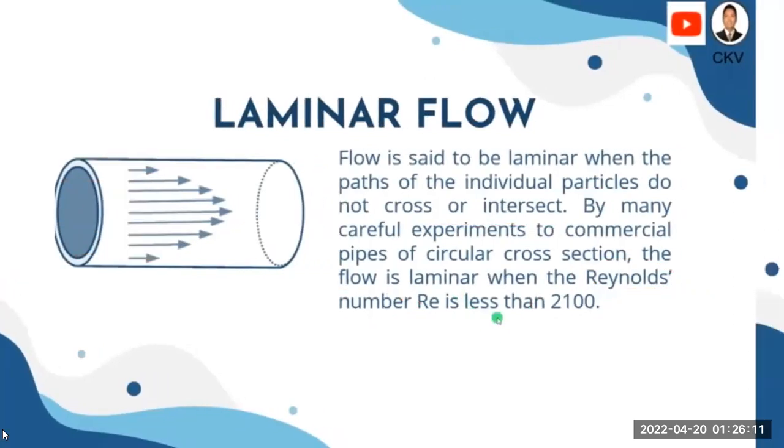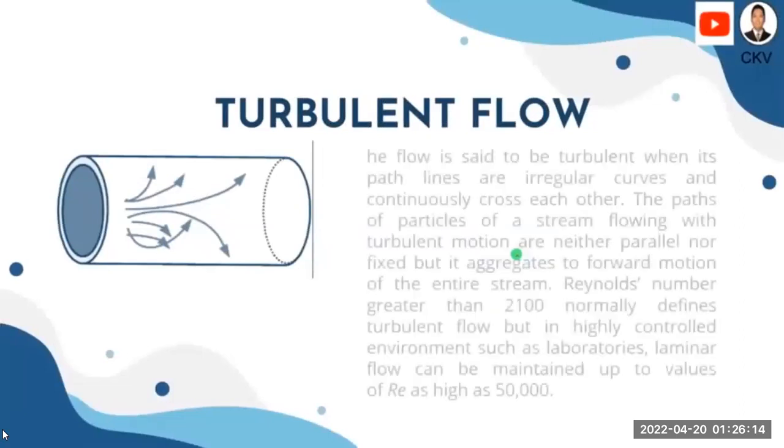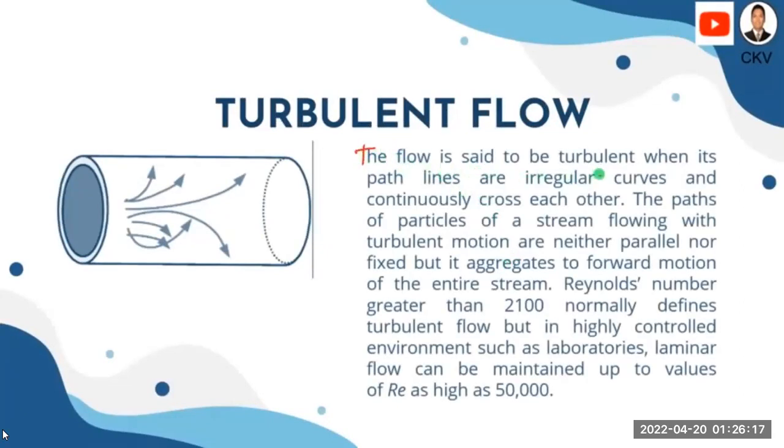On the other hand, we have a turbulent flow. The flow is said to be turbulent when the path lines are irregular curves and continuously cross each other. The paths of particles of a stream flowing with turbulent motion are neither parallel nor fixed, but it aggregates to forward motion of the entire stream. So the value for the Reynolds number should be greater than 2,100 for it to be turbulent. Okay, so that's it. We have laminar and turbulent flow.